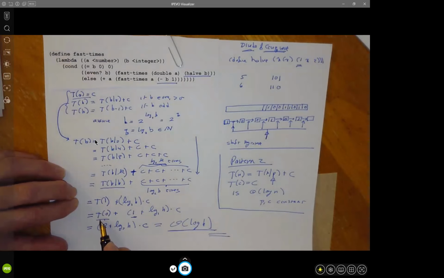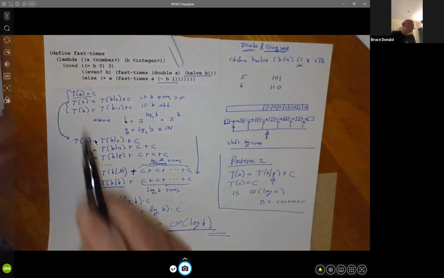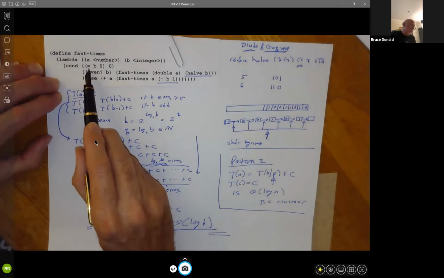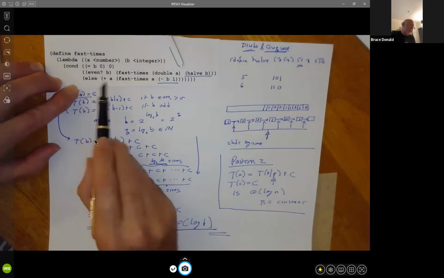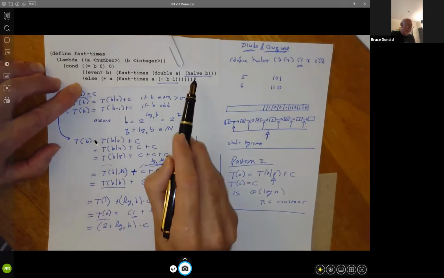Yes. So that's what we're doing there. So think of what happens when you call this. Remember that this is a really nice case because b is actually not the size, the number of digits, but the value of b. So that's what happens when you call fast times on a number a and an integer b equals 1. In that case, this will not be true. It's not even. We come down here. What we're going to do is call ourselves recursively like this.